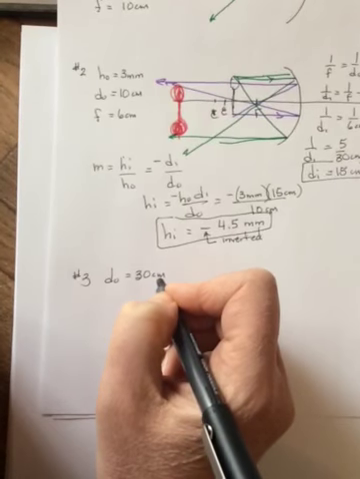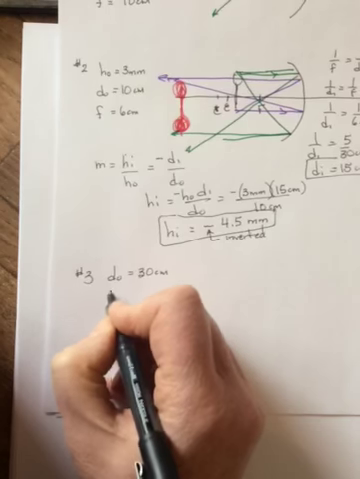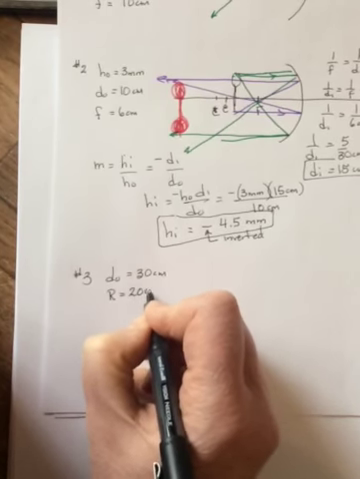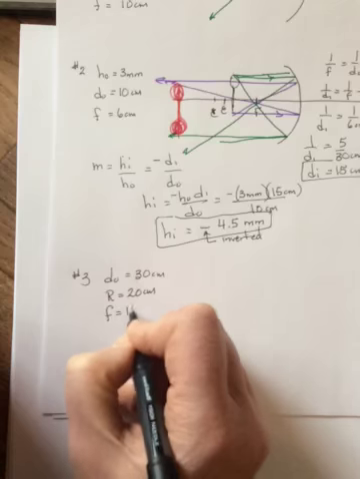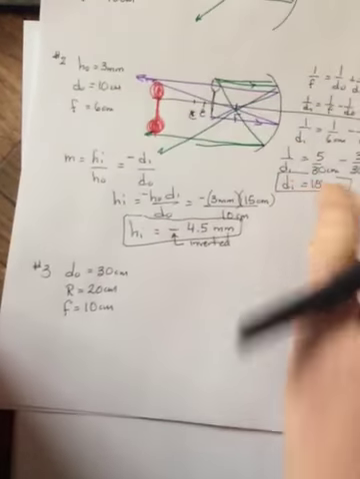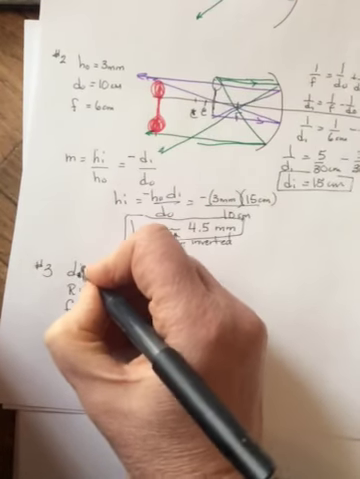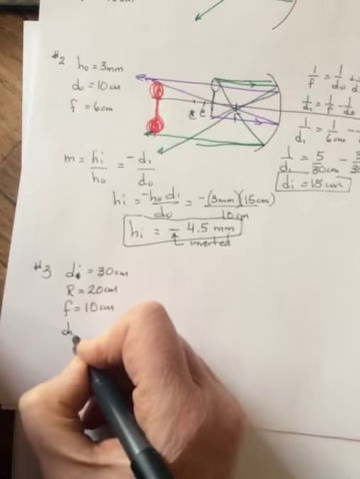And the lens has a radius of curvature of 20 centimeters, which means F is 10 centimeters. Locate the object. It wants the image of an object. So DI is 30, and it wants you to find DO.